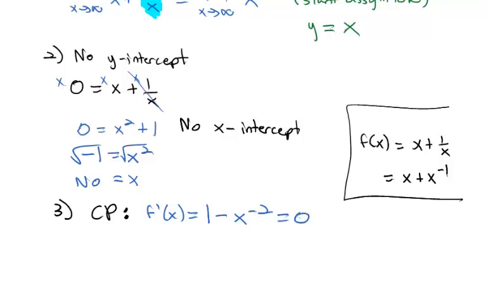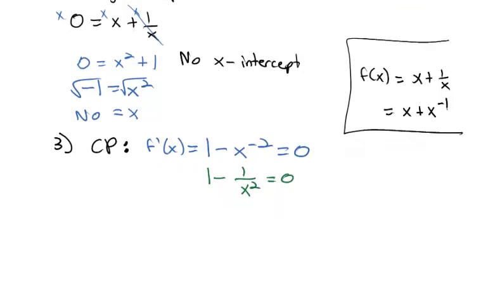And if we make that equal to 0, remember a negative exponent means we bring that down to the denominator. And now let's see what happens when we clear the denominator. We multiply each term by x squared. We get x squared minus 1 equals 0. And that factors to x plus 1, x minus 1 equals 0. So x is equal to negative 1, or x is equal to positive 1. We have 2 critical points.